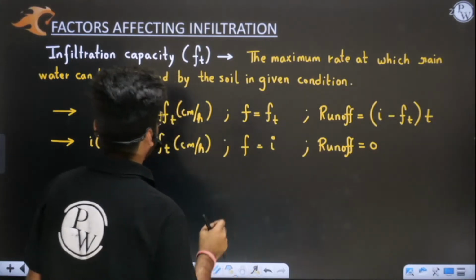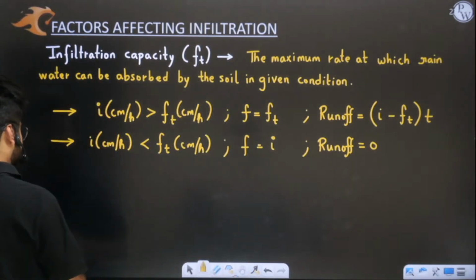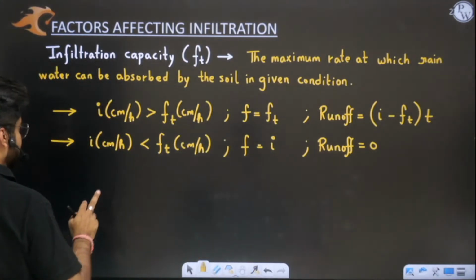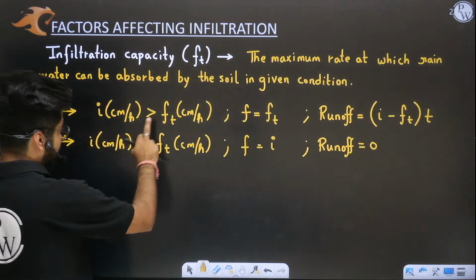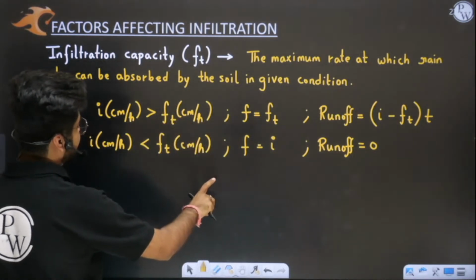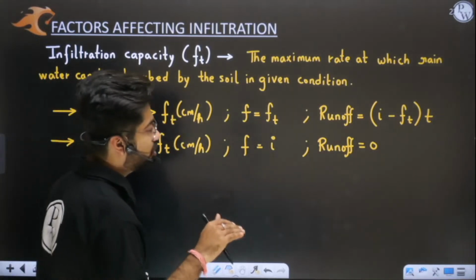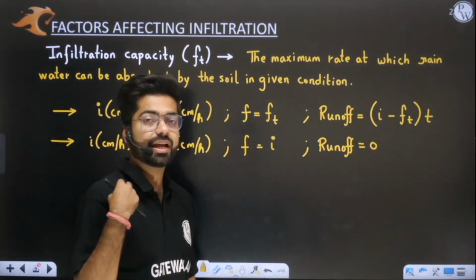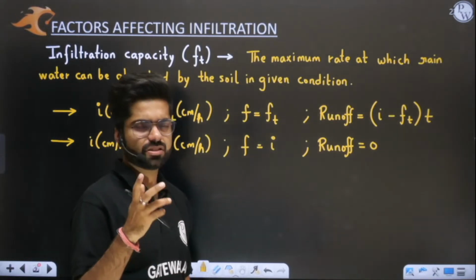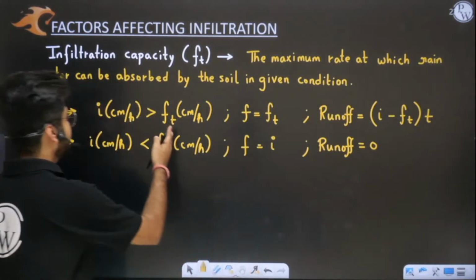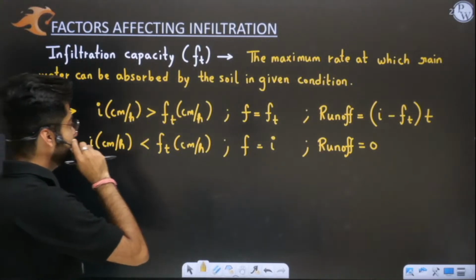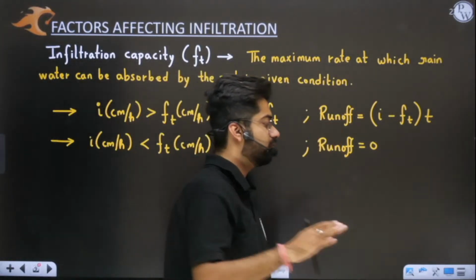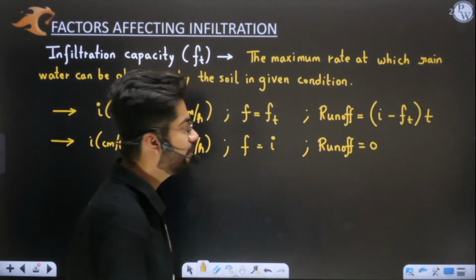Whenever we have more intensity of rainfall than your infiltration capacity, you have to remember this: some water will go into the ground, and the remaining water, the excess rainfall, also known as supra rain, will become a part of runoff. This extra rainfall will become a part of runoff, very important.